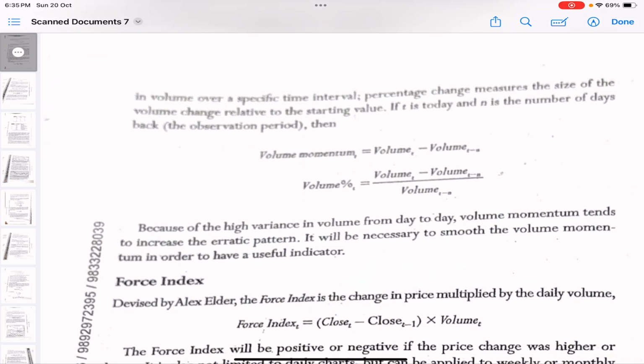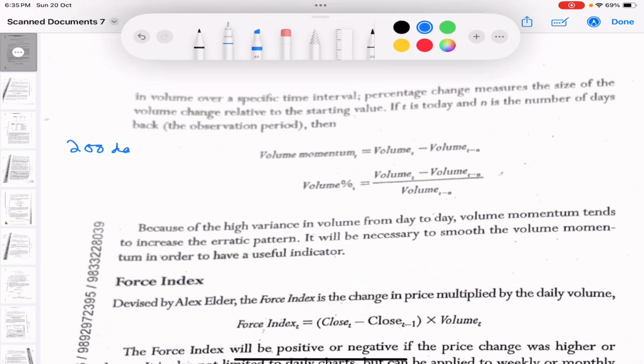That means percentage change measures the size of the volume change related to the starting value. If T is today, then N is the number of days back. So how do you find volume momentum? Volume of today minus the volume of that day. T minus N would give you the day on which you are starting the period. Let's say you want to find the volume of today with respect to the 200-day volume, then volume momentum is equal to volume of today minus volume of what it was on today minus 200.